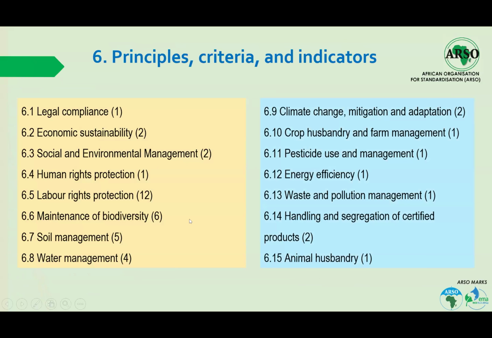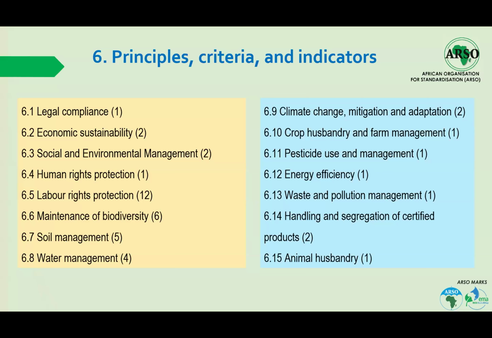And we have principles, criteria, and indicators under clause 6 of these standards. Remember, these standards are on agriculture, sustainability, and eco-labeling. It has legal compliance itself. This is where you should focus more. It has economic sustainability, where it gives you a set of criteria to follow when it comes to implementation. It has the social and environmental management, human protection, labor right protection, maintenance of biodiversity, soil management, water management. It goes up to climate change mitigation and adaptation. What are the measures that you have put in place to protect the climate? And crop husbandry and farm management.